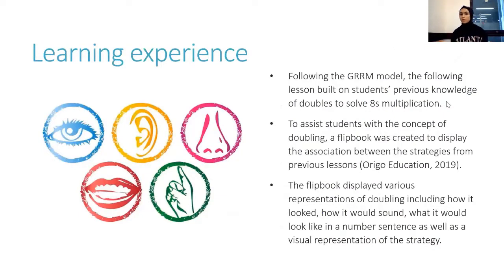So following the gradual release model, I had students create a flipbook to display the association between the strategies. So between multiplying by 2, multiplying by 4, and multiplying by 8. So it actually displayed the various representations of doubles, including how it would look, how it would sound, a visual representation of solving the strategy, as well as the number sentence that you would use to solve the strategy. A lot of students found this really helpful when solving it, as they could see the association between what they learned and what they were learning.